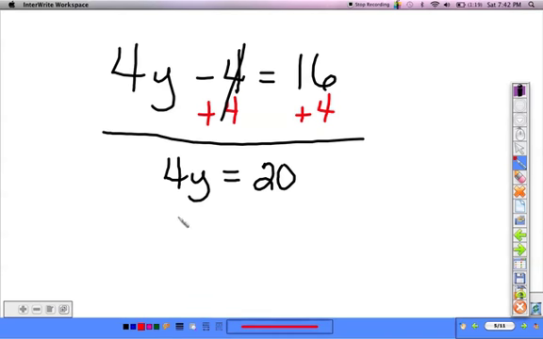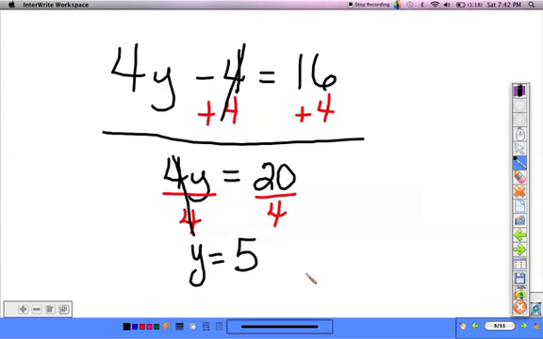Now I do the opposite of multiplying by 4, I divide by 4. Remember, I keep the same sign, so I get a positive y. And 20 divided by 4, the signs are the same, so I get a positive 5.